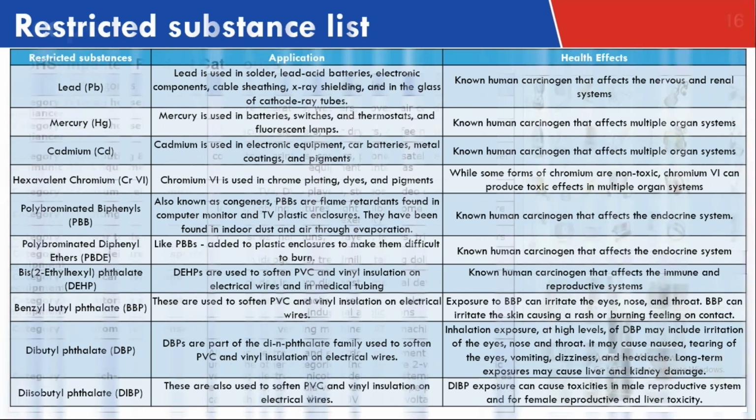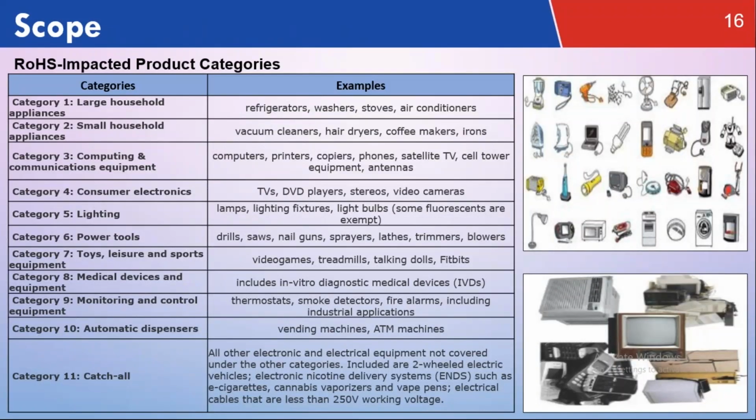So now we are going to see about the scope and non-scope products. In RoHS, we have some scope, which is known as impacted product categories, and non-scope or exempted categories. So first we can see about the scope. In scope, we have 11 categories, such as large household appliances, small household appliances, computing and communication equipment, consumer electronics, lighting equipment, power tools, toys, leisure and sports equipment, medical devices, monitoring and control equipment, automated dispensers, and category 11.